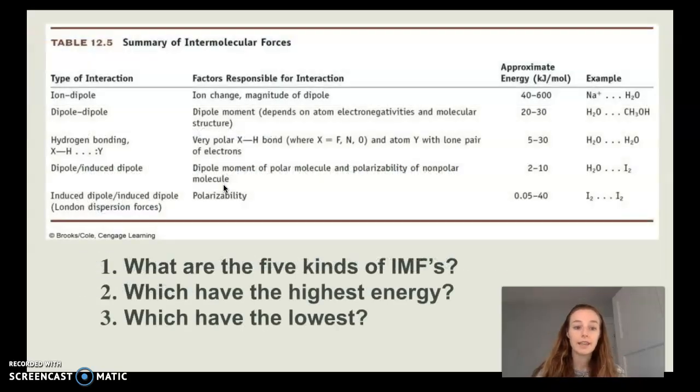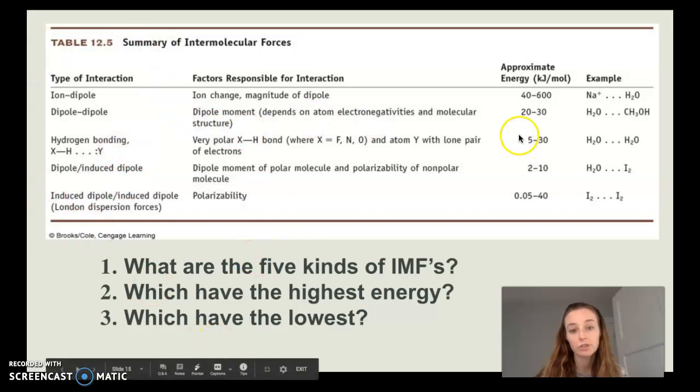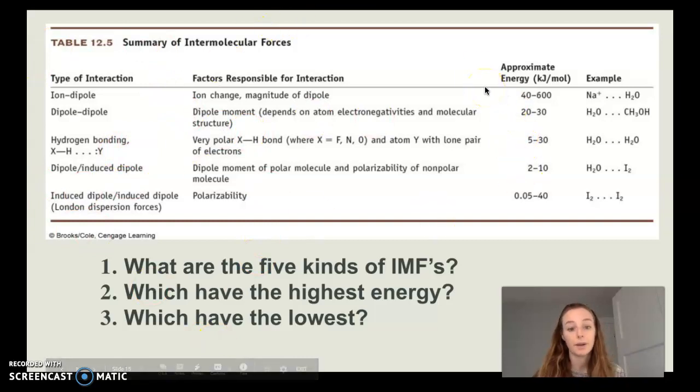So here is a little bit of a chart that will be very helpful. You should write this down in your notes so that you can refer back to it throughout this unit, especially with the types of interactions and the factors that are responsible for these interactions, and then answer those three questions in your notes as well. Your teacher will be looking for those answers. So pause the video, copy that down, answer those questions.